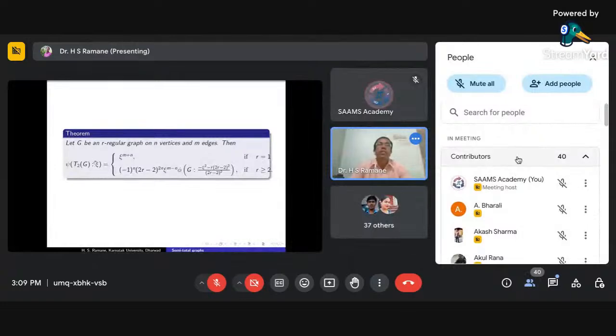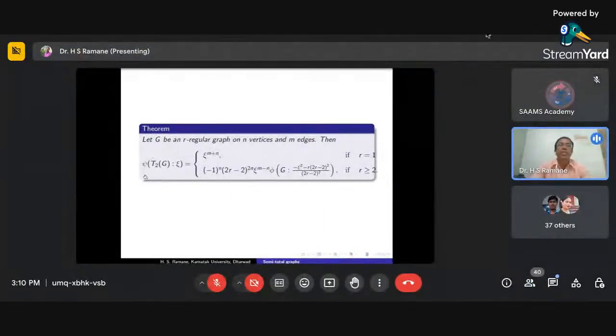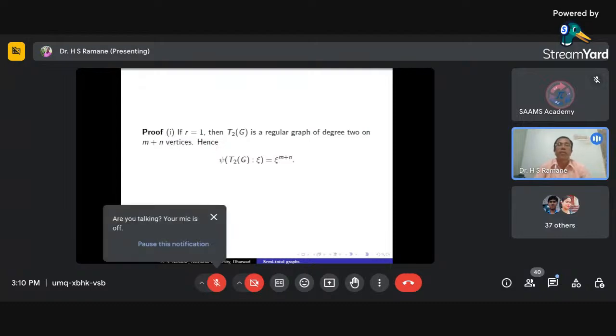Then similarly, for the semi-total point graph, the characteristic polynomial of the DSA matrix is ξ raised to m plus n if r is 1, that is for the matching. And if r is more than or equal to 2, then you will get the characteristic polynomial in this form. This term along with the characteristic polynomial means the adjacency polynomial of G with this parameter. I will skip the proof, because the same technique has been used.